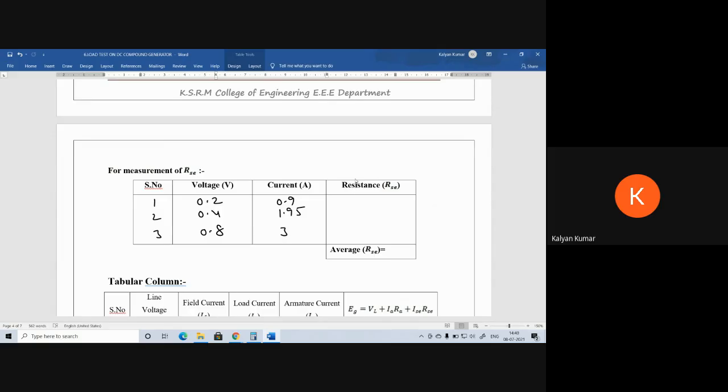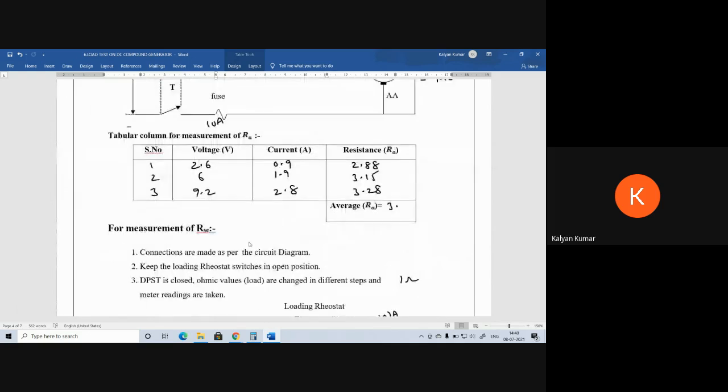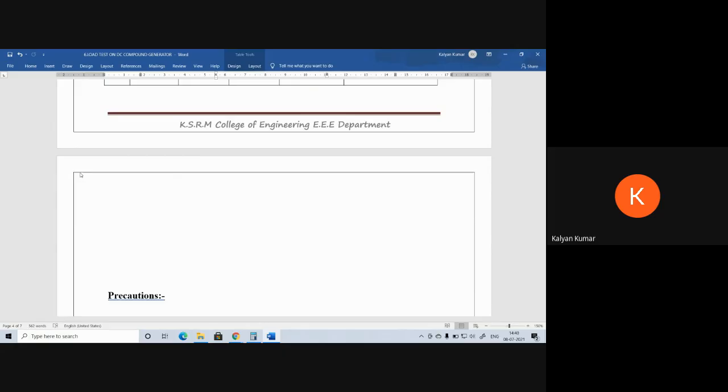So we get RSC as voltage by current. RSC is given by V by I. So we are going to get 0.22, 0.205, 0.26. On average, we get 0.228 ohms. Now, as you have the RA value and RSC value, you can get the EG value. I am doing one sample calculation for measuring the EG.